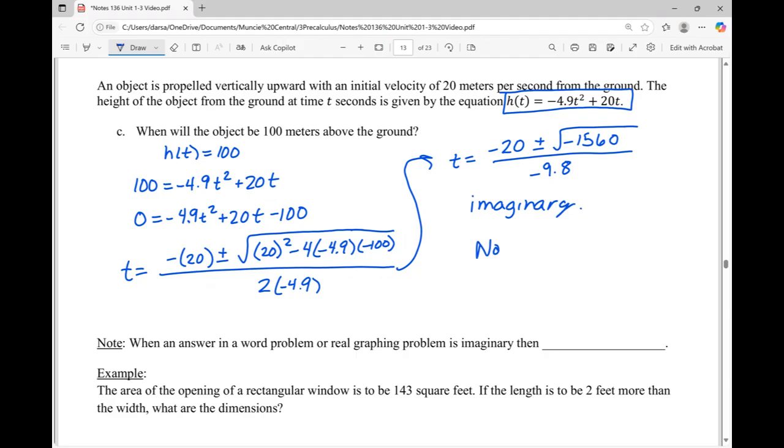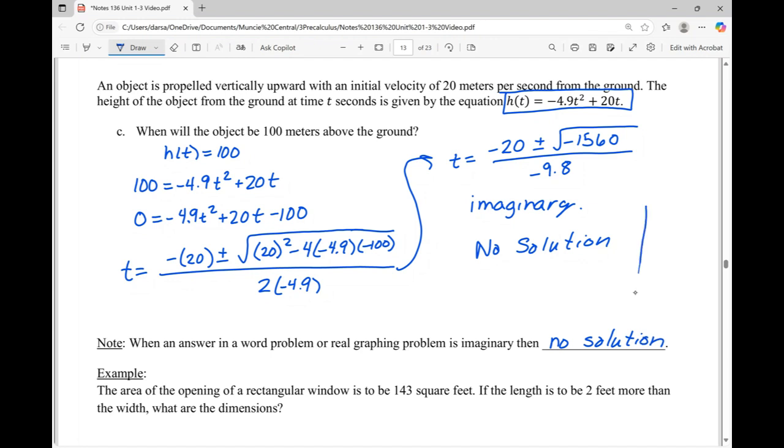So, since this is imaginary or complex, we're going to say that there is no solution to this problem, because something cannot fly for an imaginary amount of time. So, there must not be an answer to this question. One thing that we need to get in our head is that when a word problem or a real life situation or a graphing problem shows something that is an imaginary answer, then that is not a real answer in a real world problem. So, in that case, there is no solution to that particular question.